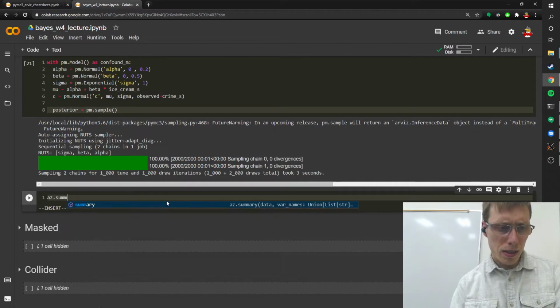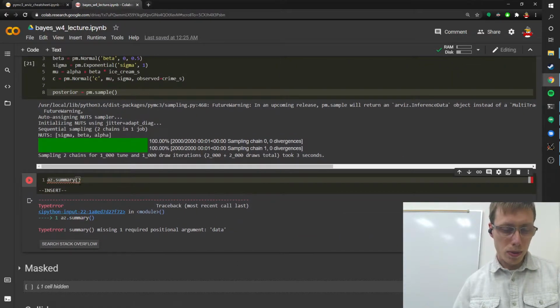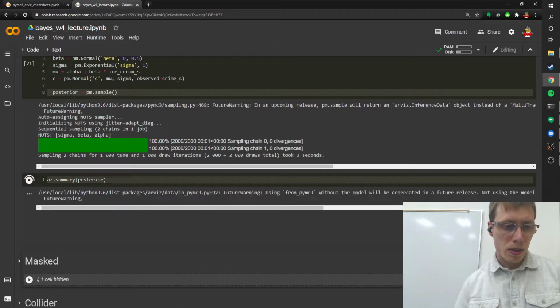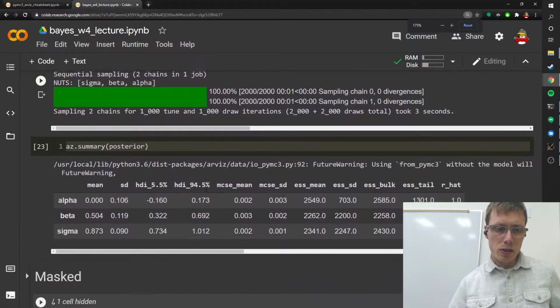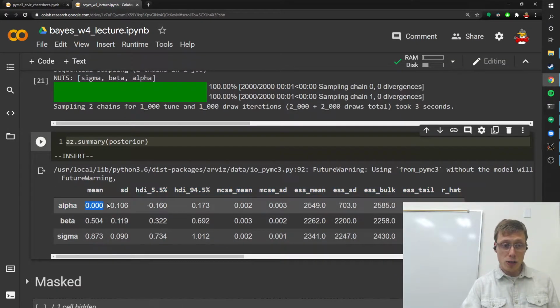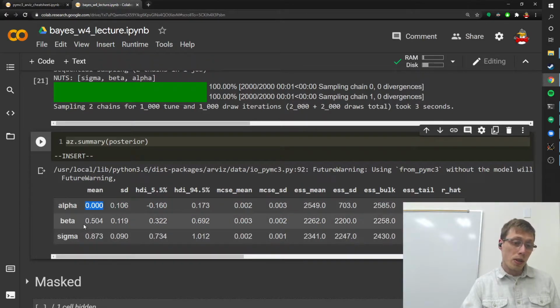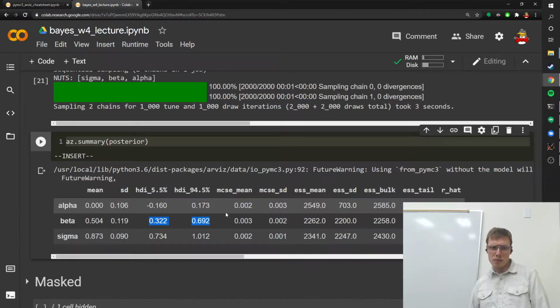All right, summary of posterior. And when we run this, I wasn't zoomed in very much before, like I typically would be. We see that the alpha is sure enough at 0, as it pretty much has to be. But then the beta is 0.5. And the 89% credible interval or compatibility interval is 0.3 to 0.7.